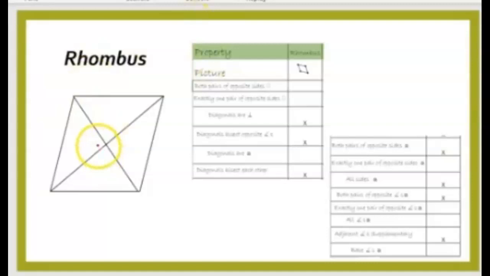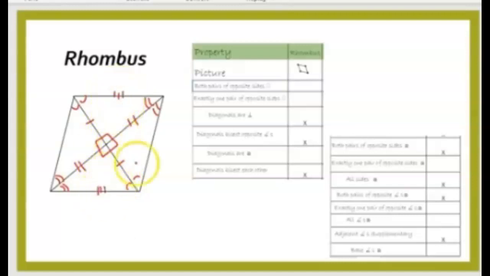The diagonals are perpendicular, which means they form 90-degree angles. The diagonals bisect the opposite angles. That means these are equal to each other. Little pieces here. They also bisect each other like they do in a rectangle. Both pairs of opposite sides are equal.